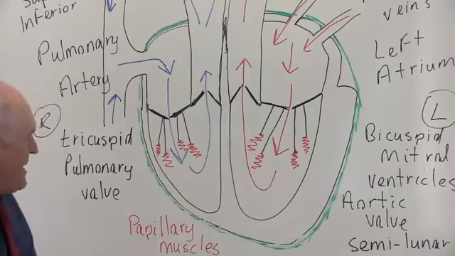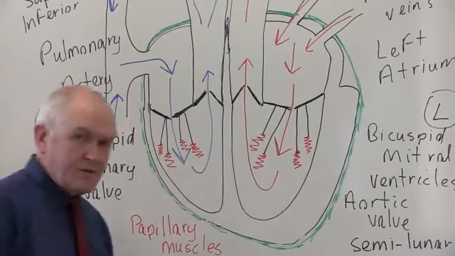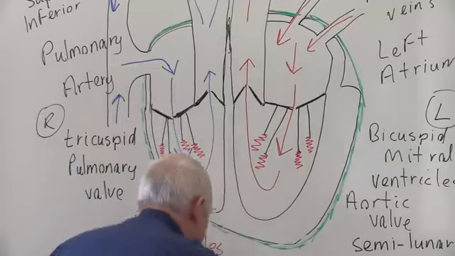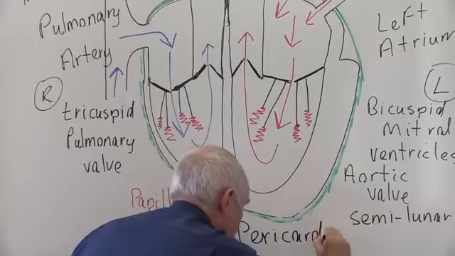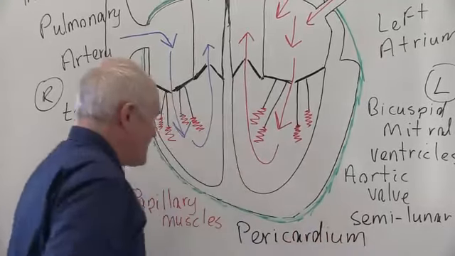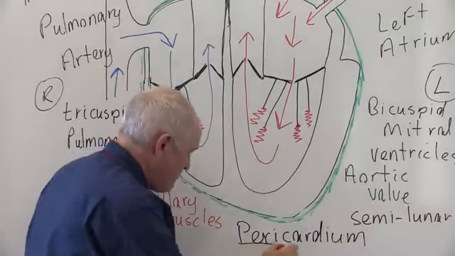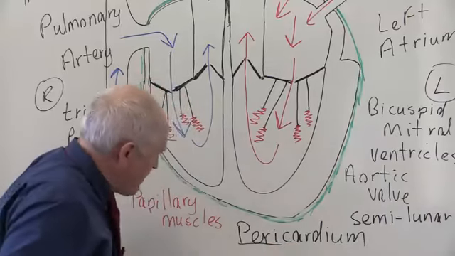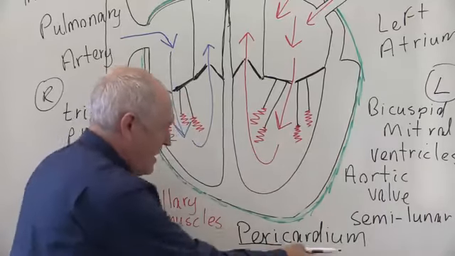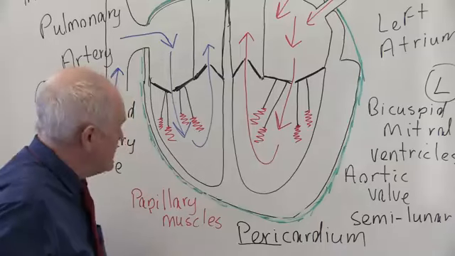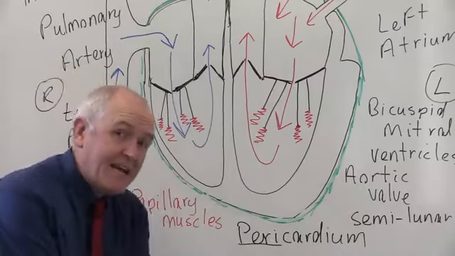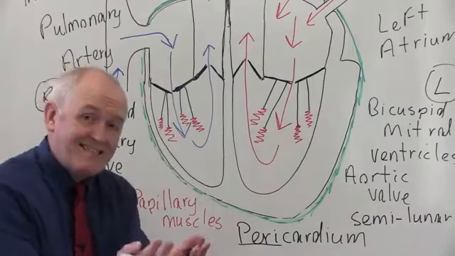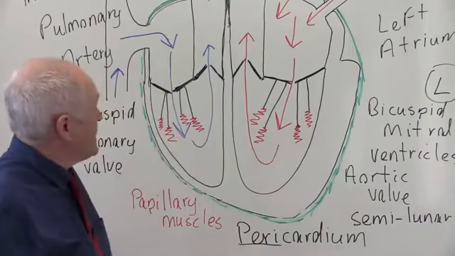And this is round about the outside. So because it's round about the outside, it's the pericardium. Peri means perimeter. It's around about the outside. Cardium is the heart. It's the pericardium. And it forms a sac in which the heart sits to protect the heart.